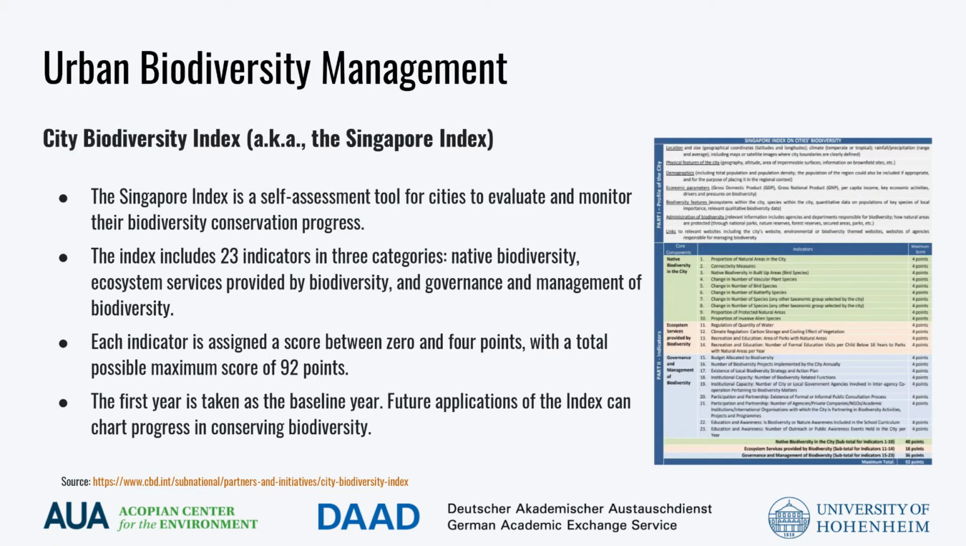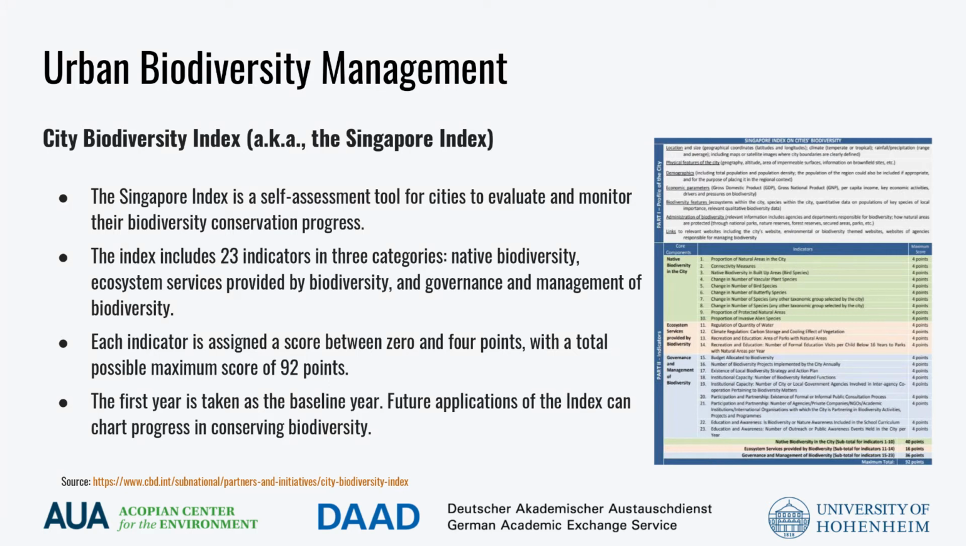The City Biodiversity Index, also known as the Singapore Index. The Singapore Index, a complementary tool to the Local Biodiversity Strategy and Action Plan discussed in the previous slide, is a self-assessment tool for cities to evaluate and monitor their biodiversity conservation progress. The index has 23 indicators within 3 categories. These categories are native biodiversity, ecosystem services provided by biodiversity, and governance and management of biodiversity.